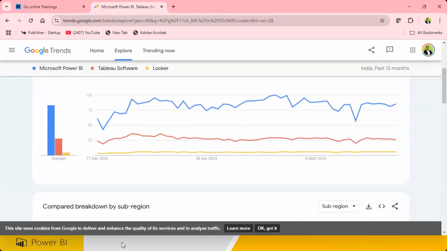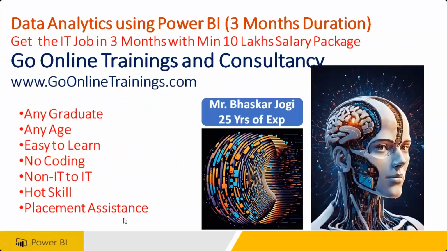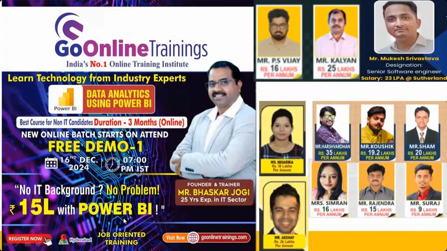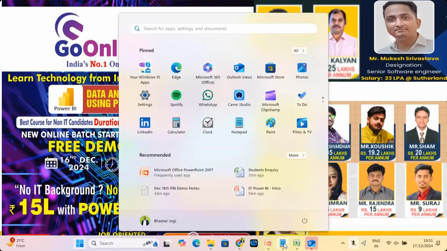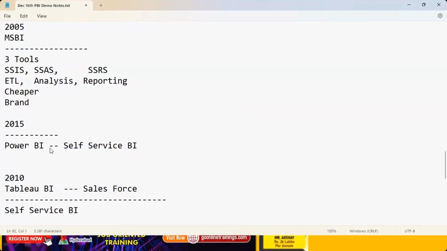Clear? So Power BI is going to be rocking today. It will give you many more visualizations and much more opportunities worldwide. Tableau and Power BI are called self-service BI. Any BA, BCom, BSc, botany, zoology graduates can also create beautiful reports. Because of that, Power BI became so popular.